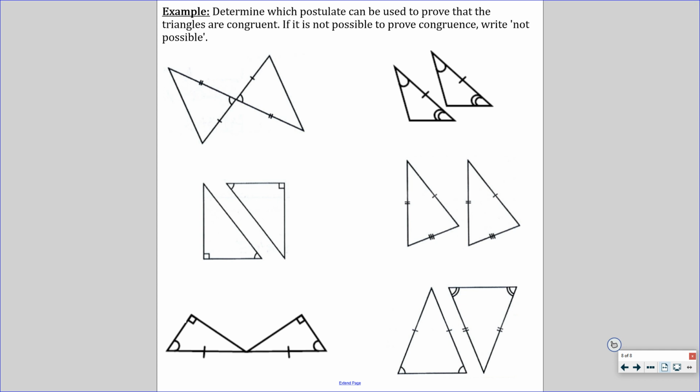Yeah, we could say that three angles are congruent, but that's not enough to show that both triangles are congruent. Does that make sense? I like your thinking though.